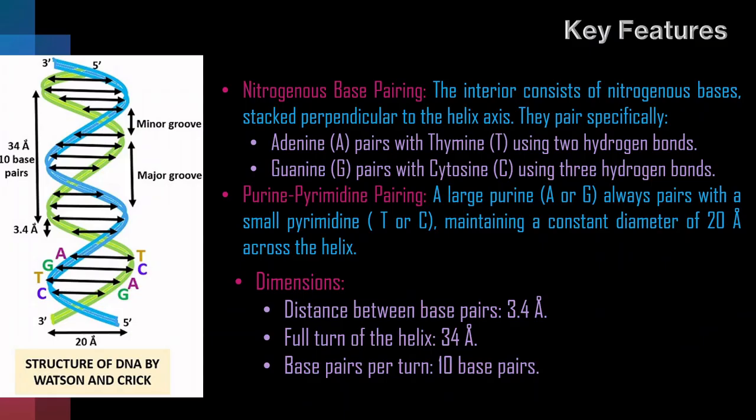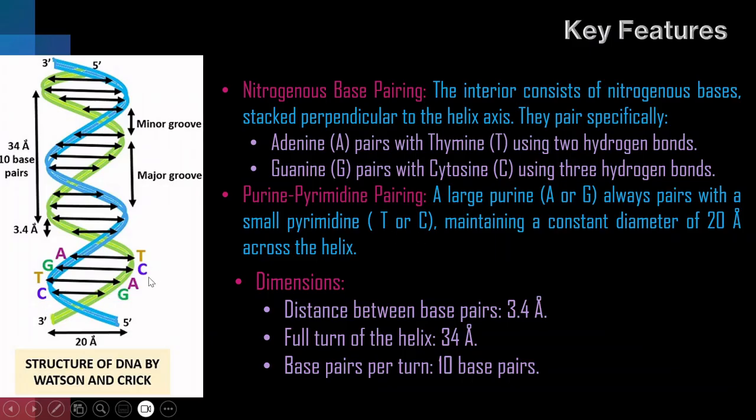Coming to the nitrogenous base pairing, the interior, that means this portion, this arrow portion, consists of nitrogenous bases where adenine pairs with thymine using 2 hydrogen bonds, guanine pairs with cytosine using 3 hydrogen bonds. Purine-pyrimidine pairing is there. That means the large purines, that is A and G, adenine and guanine, always pair with small pyrimidines, thymine and cytosine.